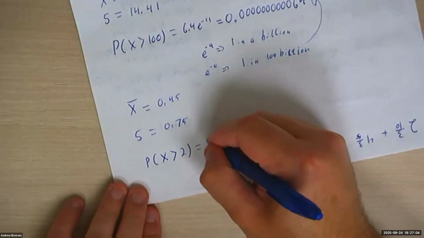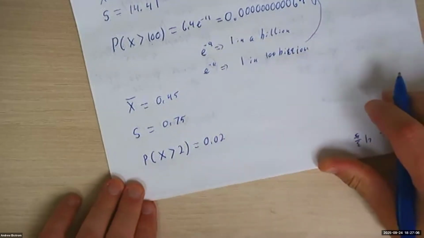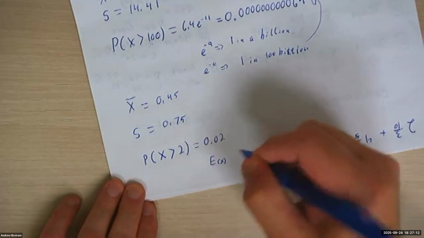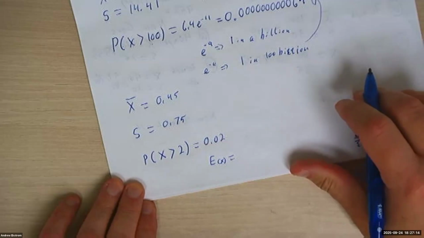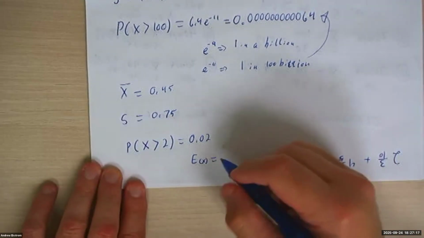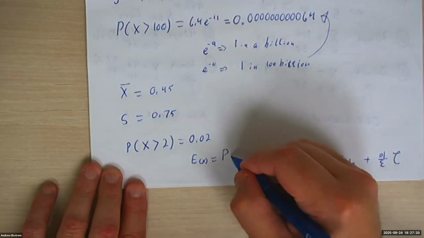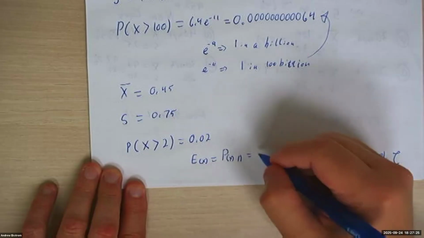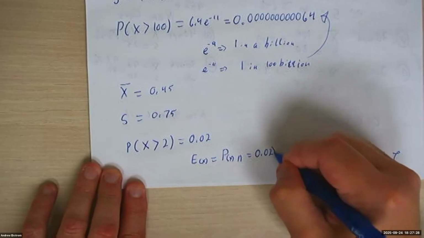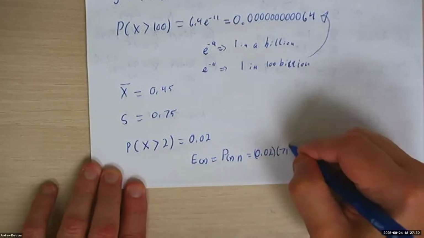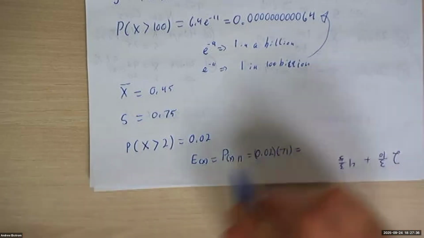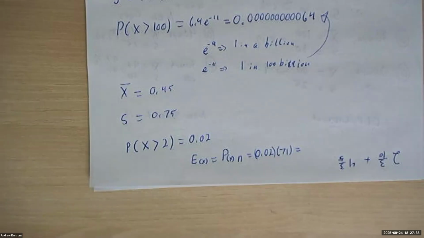So we saw that this was about 2%. So how many samples out of everything that we had should we expect to get? So that's where this expected value comes from. So it's P of X times N. P of X is going to be this 2%. N is going to be these 71 samples. 0.02 times 71. What do you get when you do that?